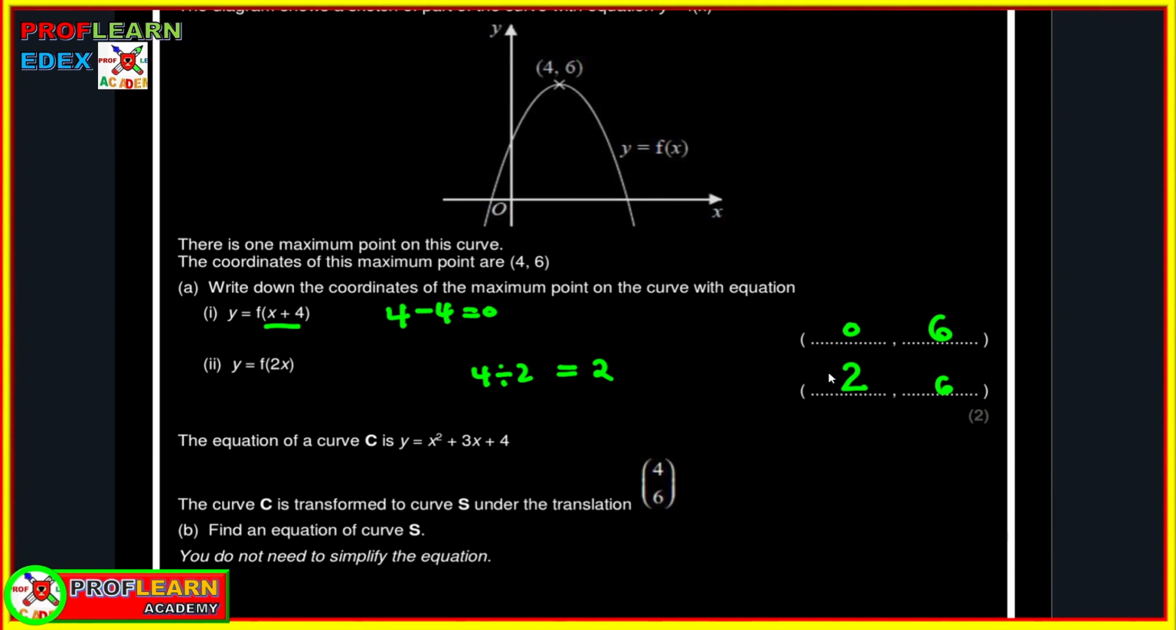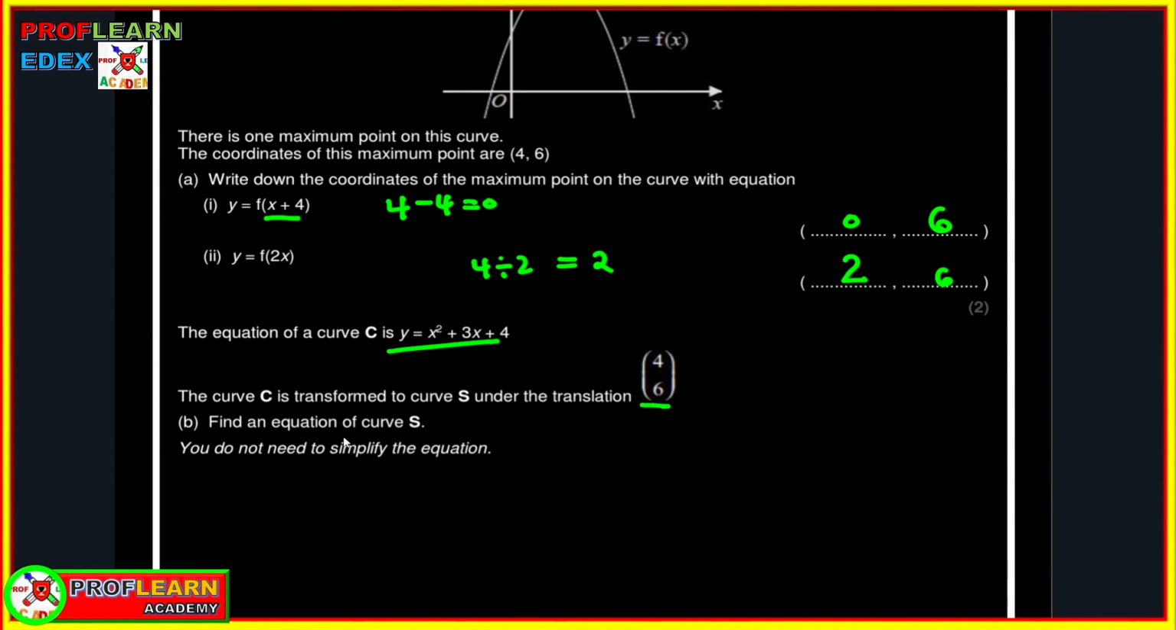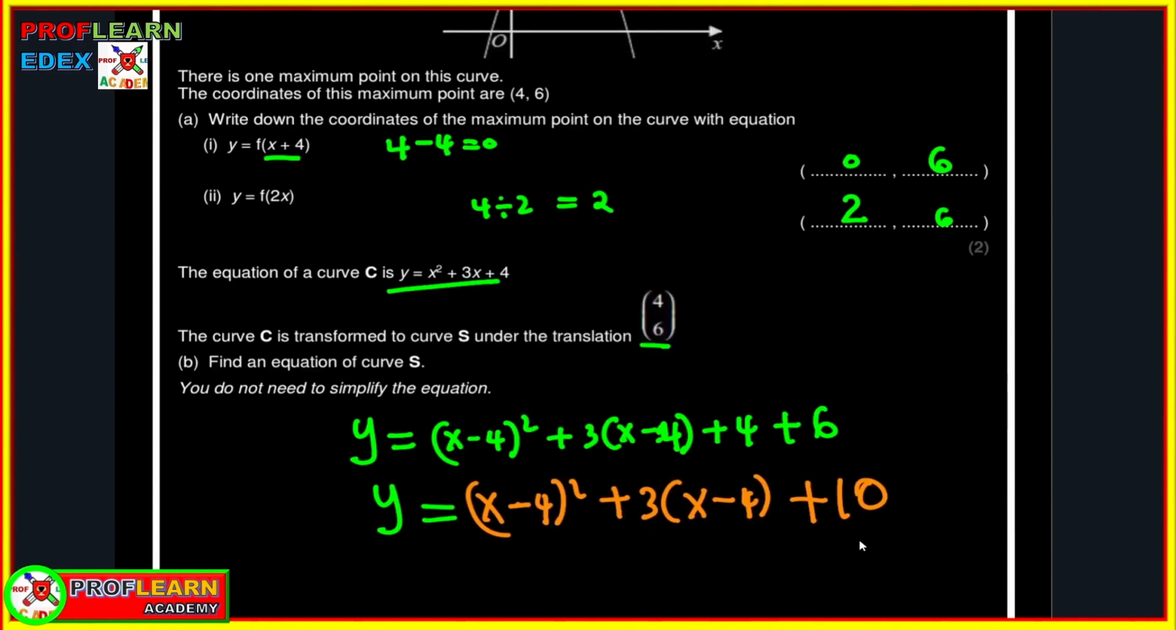4 is going to affect the x coordinate, and 6 is going to affect the y coordinate. So meaning that if it's plus 4, we are going to do the opposite when we write that equation. So it will be x minus 4 on y. So inside the bracket, we're going to say equals x minus 4 squared plus 3 into x minus 4. And outside, we're going to say plus 4, then plus 6. So that is what we are supposed to have as the final answer for this particular part.